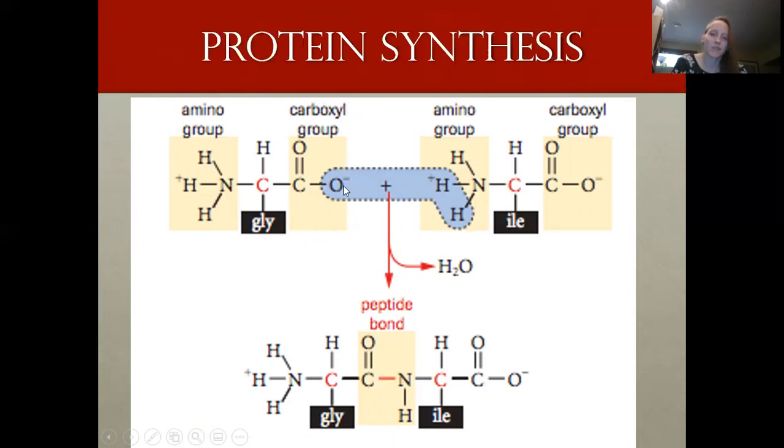Now you'll see this one looks a little bit different. There's a minus sign here instead of an H, and there's an H plus here. That's just because this H plus should be over here, but if this is happening in water, it moves. You don't really have to worry about that as long as you know a water is being removed during protein synthesis.